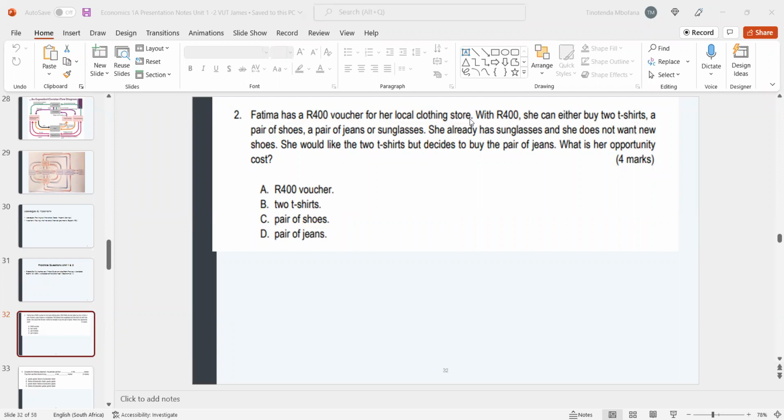She could have bought the 2 t-shirts, but she bought the pair of jeans, which means the 2 t-shirts are the next best alternative forgone, because she has taken the jeans instead of the 2 t-shirts. So your answer is going to be that her opportunity cost is the 2 t-shirts. That is what she has forgone in making that particular decision. That is this question. Go to the next one.